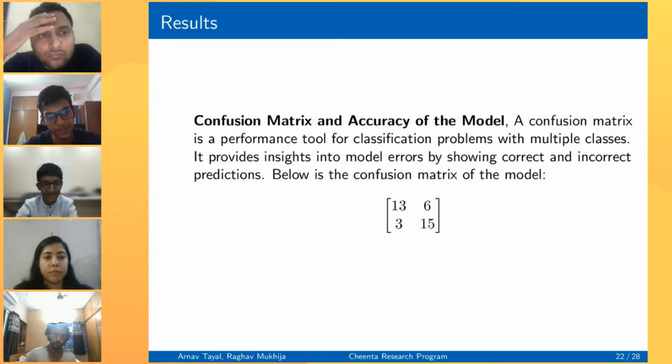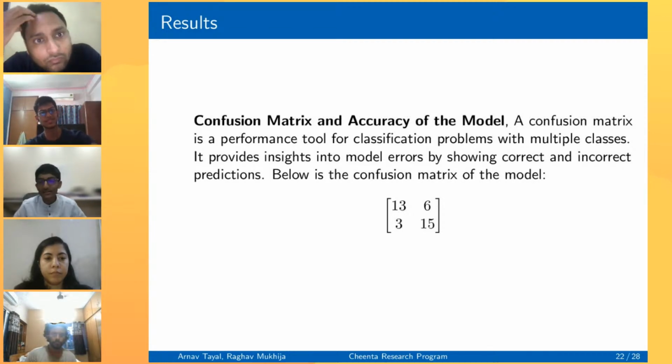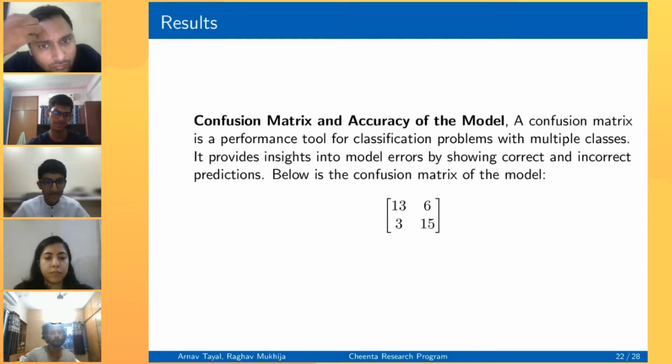Coming to the results. So how can we evaluate the model? How can we get to know how its accuracy is, how it's performing? Well, that's where the confusion matrix comes in. Confusion matrix is just a 2 cross 2 matrix that represents four values, which I'll be telling right now.